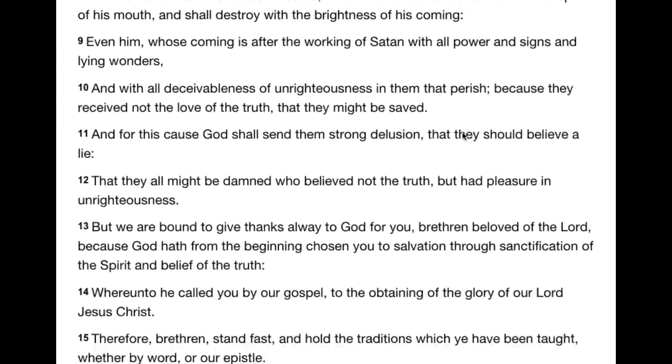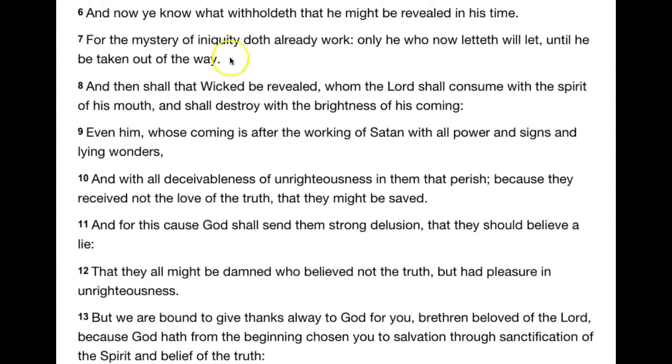We're going to be reading from verses 7 through 12. And it says, "For the mystery of iniquity doth already work. Only he who now letteth will let, until he be taken out of the way. And then shall the wicked be revealed, whom Yahuwah shall consume with the ruach of his mouth, and shall destroy with the brightness of his coming.